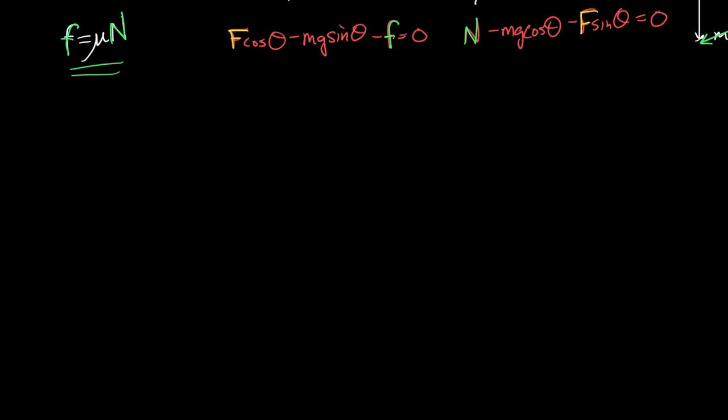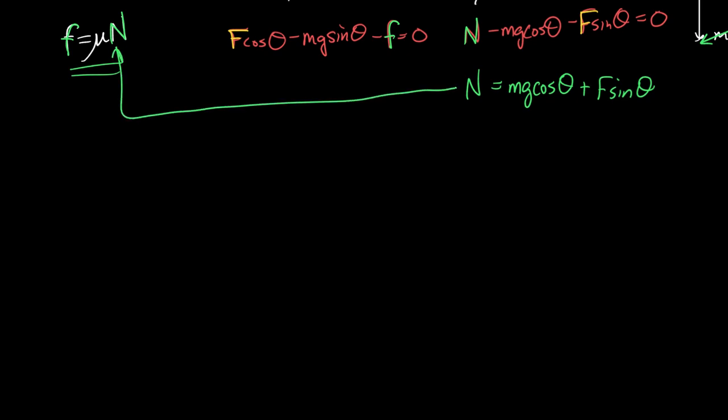So to do the second one, I need an expression for normal force. I kind of have it, so normal force equals mg cosine theta plus F sine theta. So now my first substitution. I'm going to plug it in there. So friction equals mu times mg cosine theta plus F sine theta.